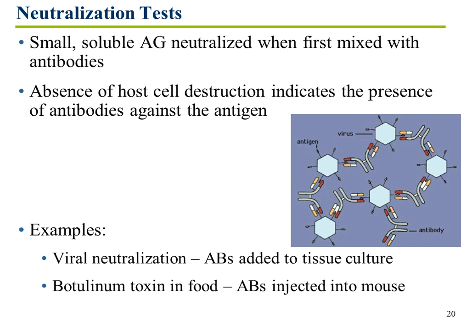So what you do is you inject the mouse with the toxin, and then you give a very specific antibody to that toxin, and if the mouse does not get ill, then it shows that the antibody has neutralized the toxin. That's why this is called a neutralization test. It's also used on viruses in addition. And that's what you see in the picture, the antibody neutralizing the viruses.